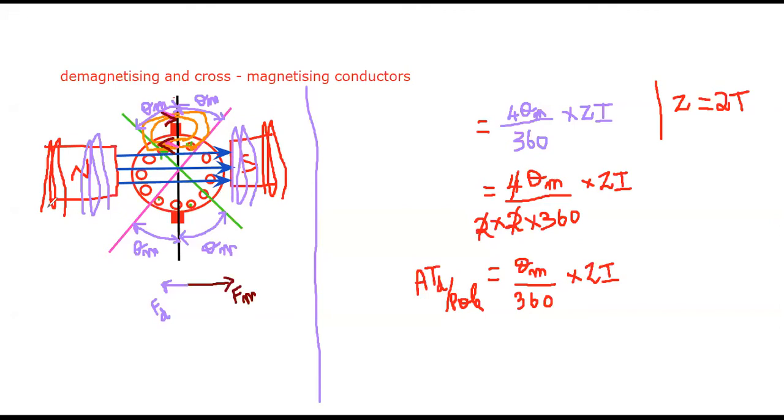So what happens is, the flux produced by this winding will be opposing the direction of the demagnetization flux here, right? This flux will be produced in the opposite direction, such that it will neutralize the effect of demagnetization. This will neutralize the effect of demagnetization here.